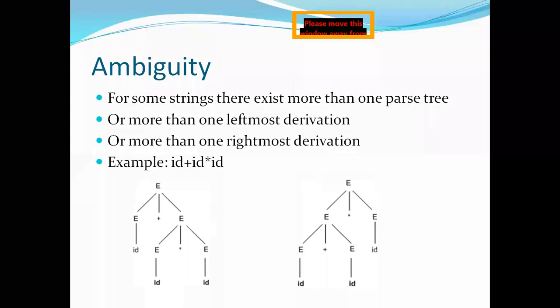Then we can eliminate the ambiguity. We need to construct a parse tree for compiler design.